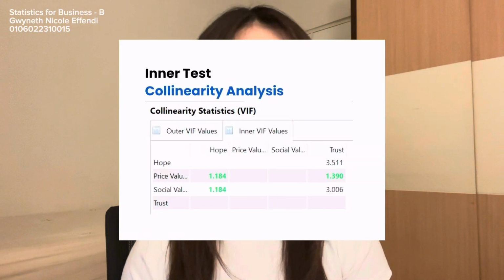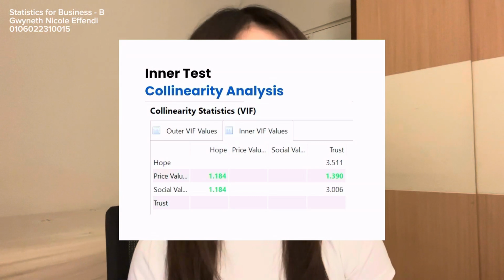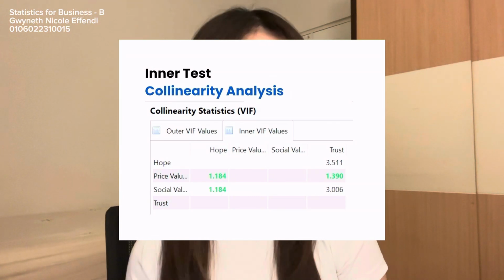After finishing with the outer model test, we move on to the inner model test, or the structural model, which shows the relationships between variables. First, we check for collinearity using the VIF values. As we can see, all VIF values are below 3.3, meaning there are no collinearity problems in the model.